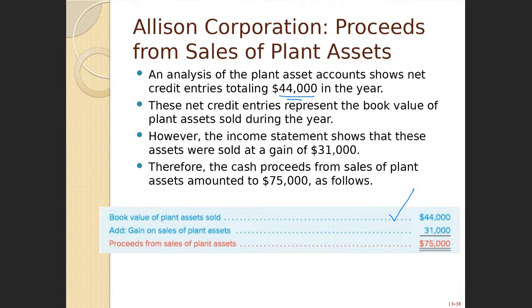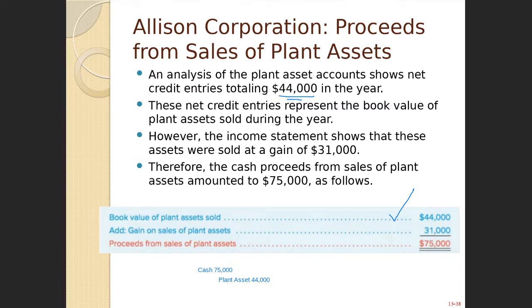So let's think, what is the journal entry when a corporation sells plant assets? We know there's going to be a debit to the cash account, and we know that the proceeds from the sale were $75,000. Again, we were told that the proceeds from the sale were $75,000. Cash is debited for $75,000. Now, let's look at the plant asset account. What was the book value of the plant assets that were sold this year? We see that the book value was $44,000. But wait a minute. Our debits don't equal our credits.